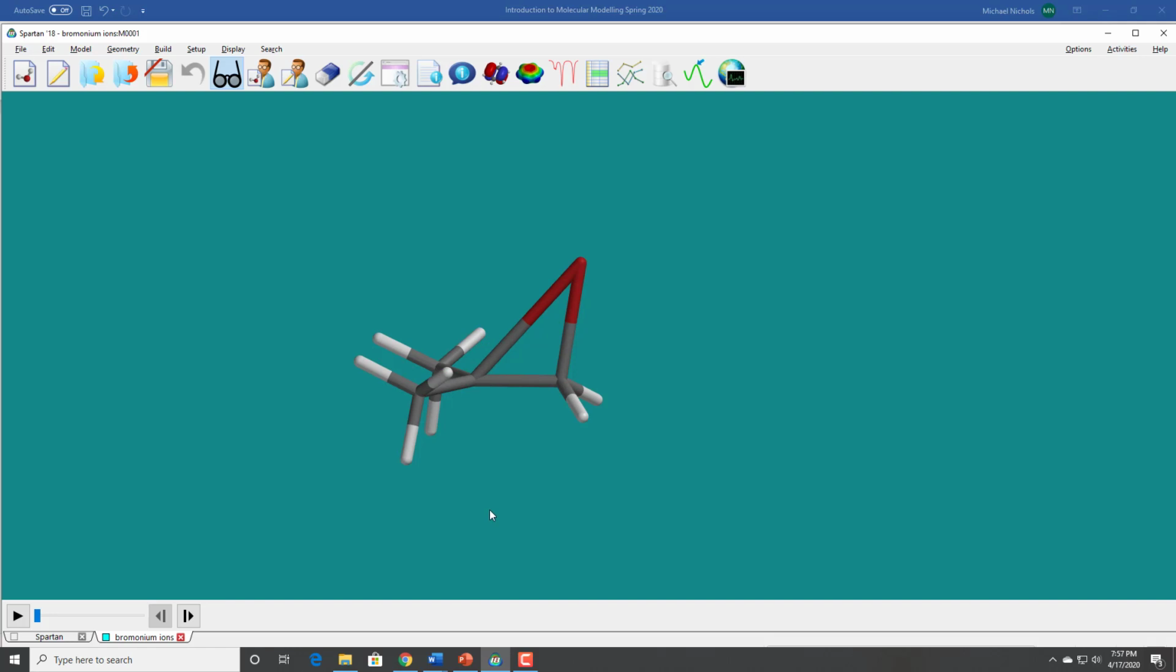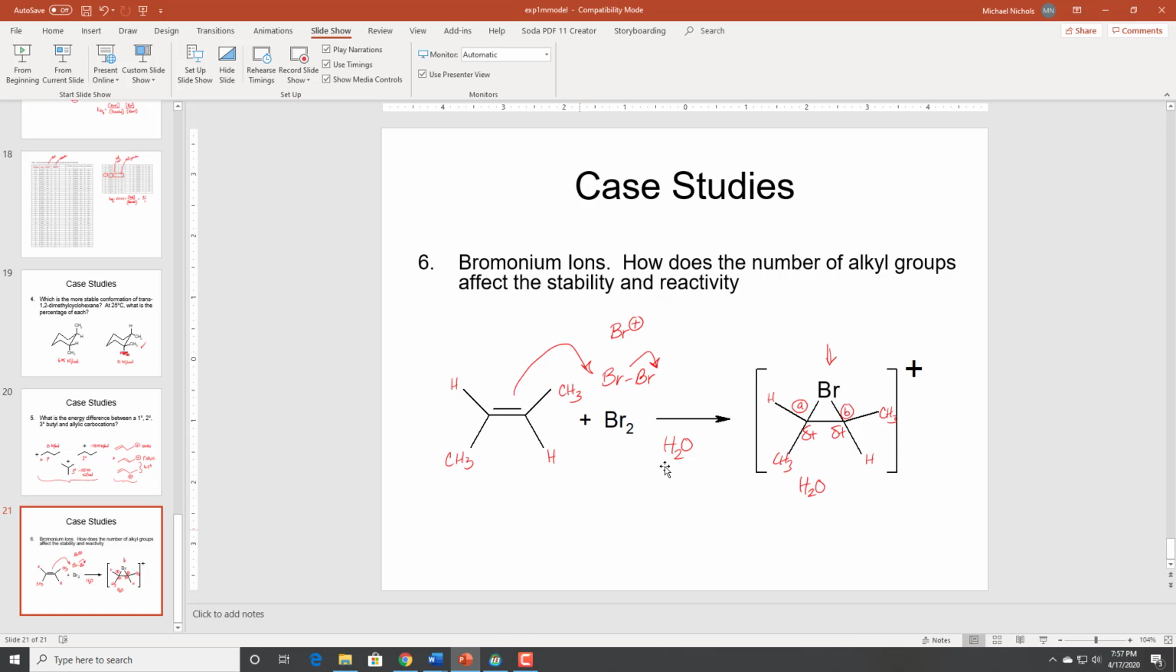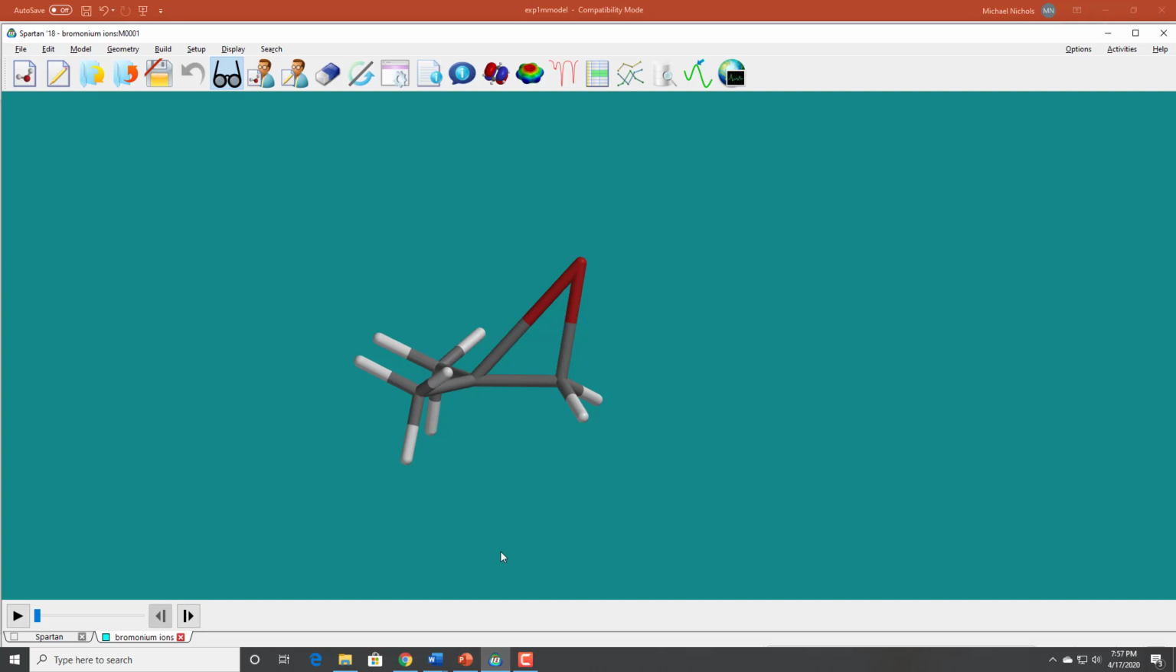So when the water comes in, how does the water have to add? The water has to add from underneath, right? We know that when we were doing this bromonium water addition, we added a bromine and an OH 100% trans. Now what I'd like you to think about is, how about the regioselectivity of this? Where does the bromine end up? On the carbon with the most hydrogens, or the carbon that's most substituted? Why?